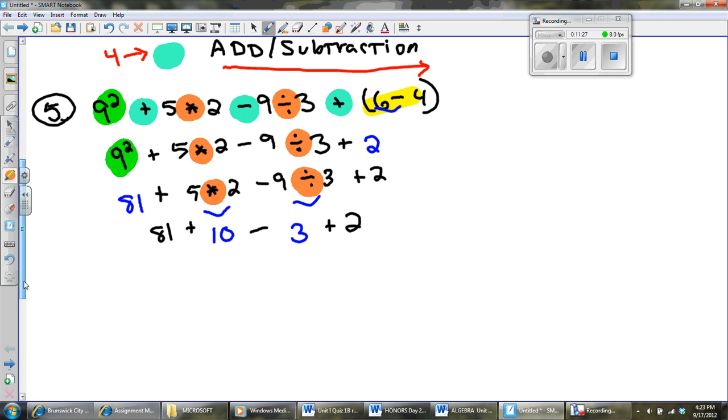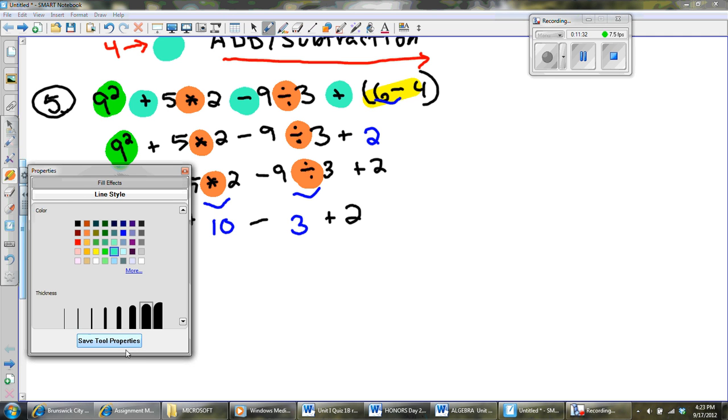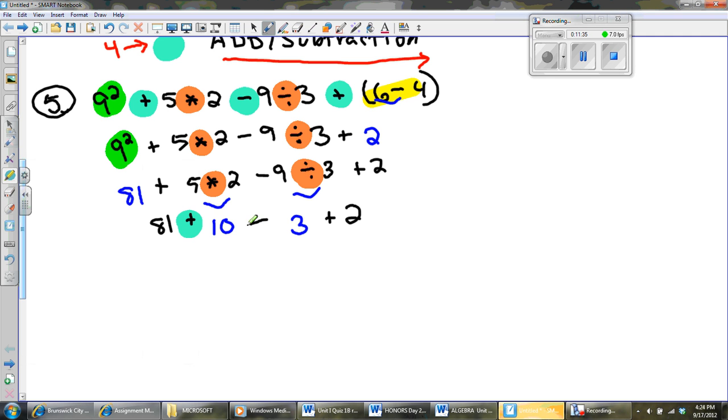Now the problem is entirely addition or subtraction. I see addition here, subtraction there, and addition there. I will, from this point on, go left to right. 81 plus 10 is 91, minus 3. And then I will do 91 minus 3, which is 88, plus 2. 88 plus 2 is 90.